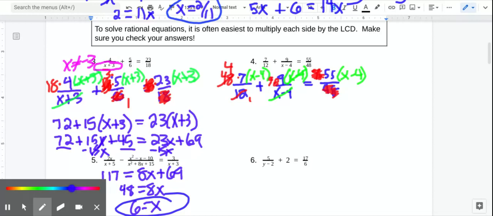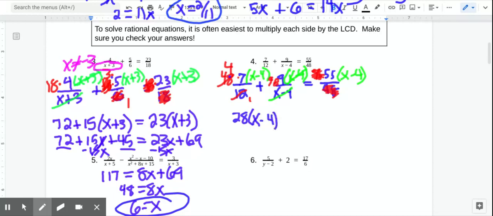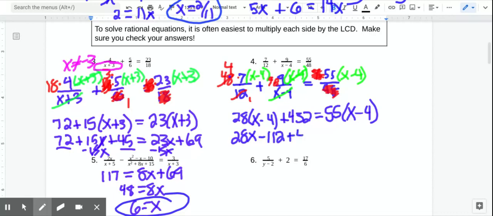So now on this first fraction, I have 4 times 7. So that's 28. And then x minus 4. The next one, I have 48 times 9. Let's grab a calculator for that. 432. And then I have 55 times x minus 4. And these are kind of big numbers, but they're still pretty easy to work with. There's no fractions here, so we'll distribute.